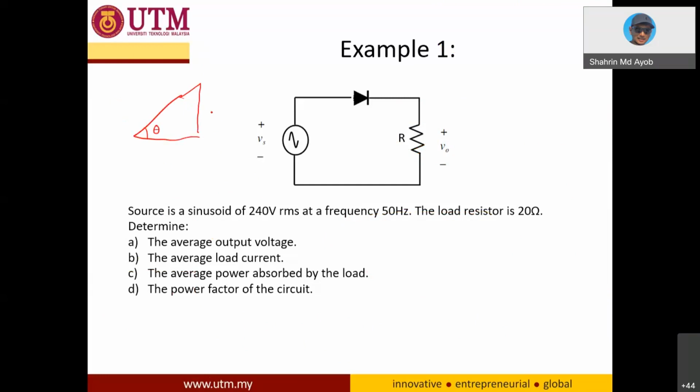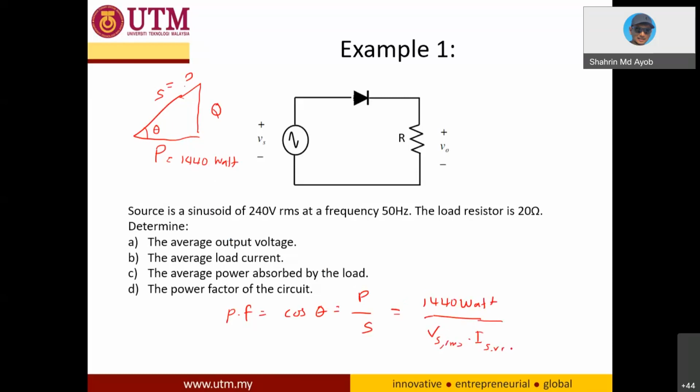So this is your power factor. This is your S, this is your Q, and this is your P. Right now your P is 1440. So you need to find your apparent power. Then your power factor is actually cos theta, which is P over S. So 1440 watt over S. Your S should be V source RMS multiplied with your I source RMS.